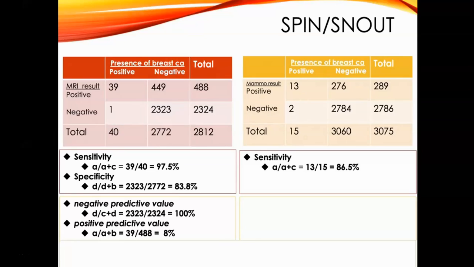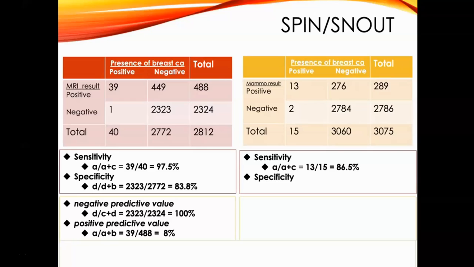Sensitivity is A over A plus C. Here it's 13 over 15 and it's 86.5%. So the true positive rate for mammogram is 86.5%. That's lower than for MRI where it's 97.5%. And that, again, probably makes a lot of sense compared to what we see in clinics. So we're very used to saying that MRI is more sensitive than mammogram.